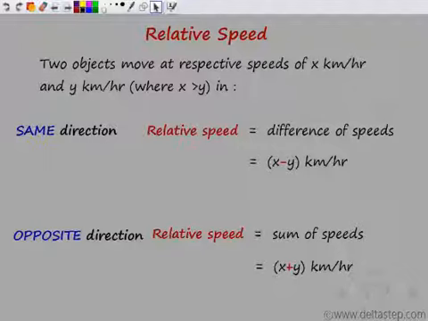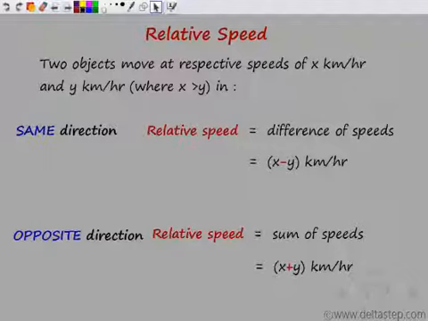Now let's look at another case when the speed has increased. Why is it so? Because now the stream is also in the direction in which the man is moving. So we see that both the man and the stream are moving in the same direction. So even when the person is not rowing, he is moving forward with the speed of the stream only. So his speed has increased.